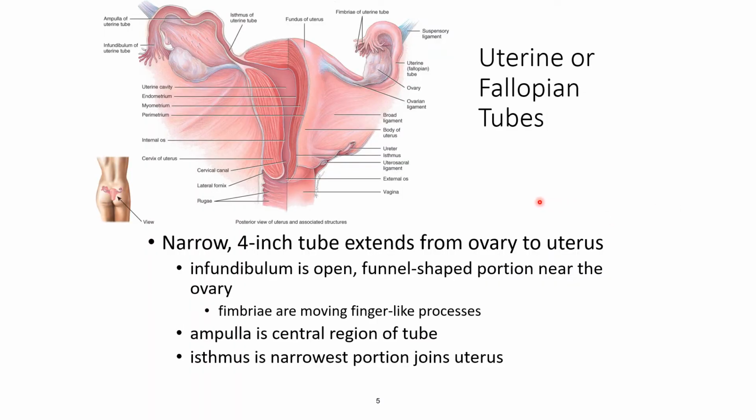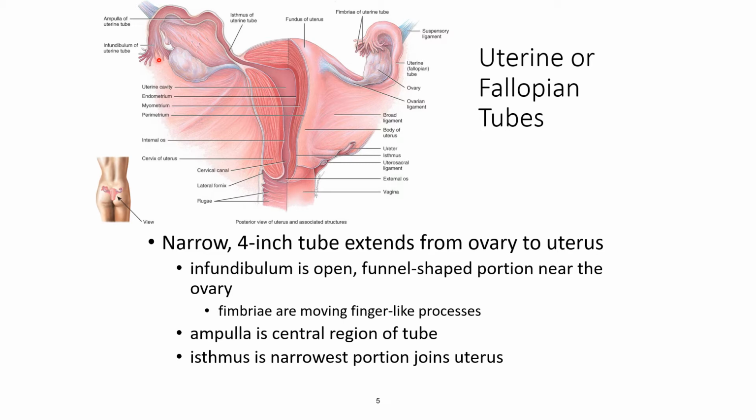Once the oocyte is released to the surface of the ovary, we have to take the oocyte to the uterus. All the way from the ovary, which you see right here, we need a set of duct-like structures that move the oocyte along, and the starter of these duct-like structures is the fimbriae.